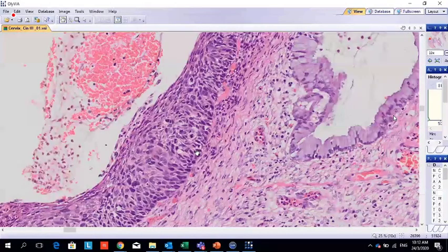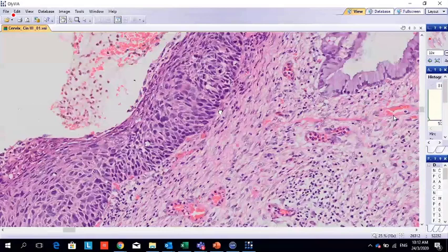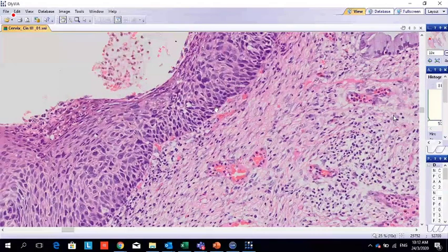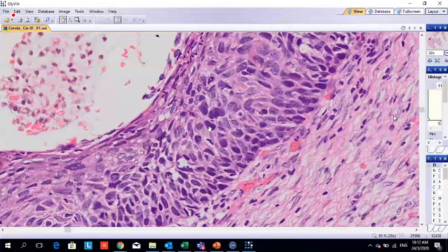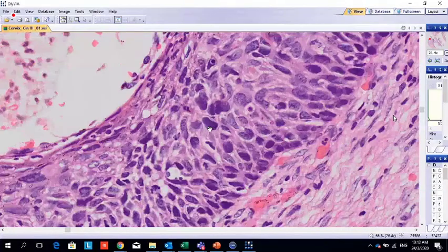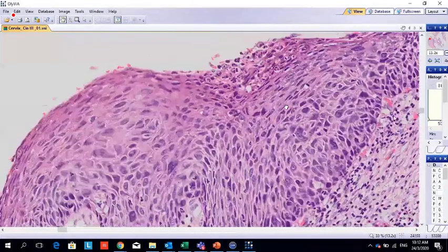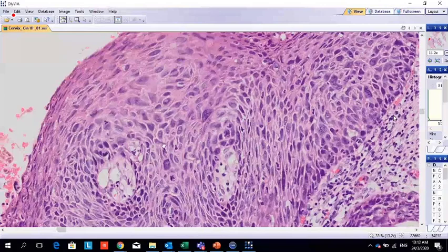So what do you think? Is this still the same? No, there's loss of maturation. Look how it is in this area. Which type of CIN? CIN3. For me, it's CIN2 because I can still see the outer layer. Okay, but just move a bit. In this area?